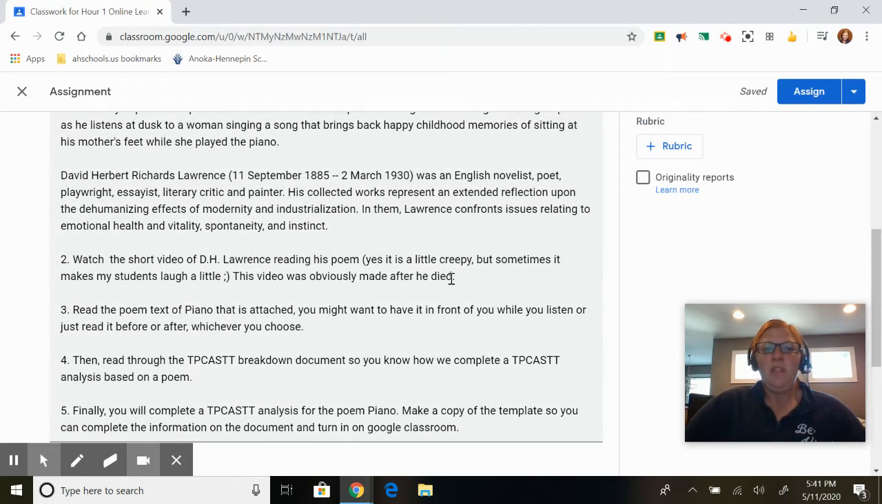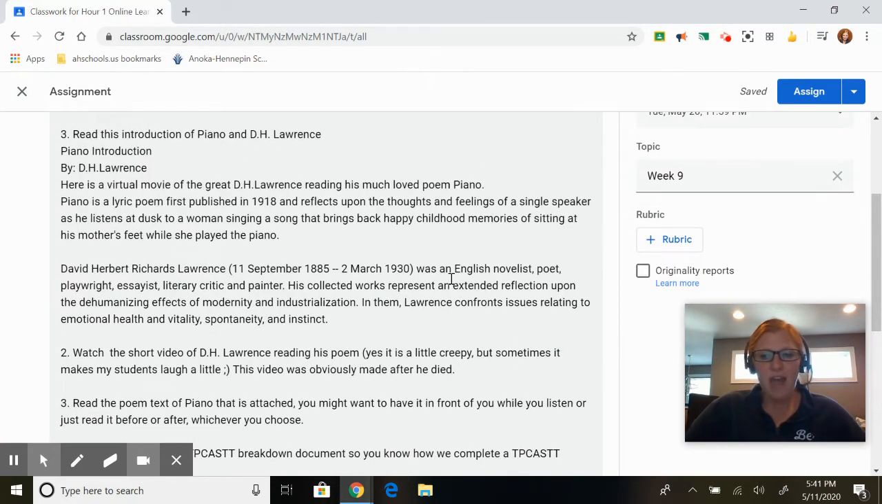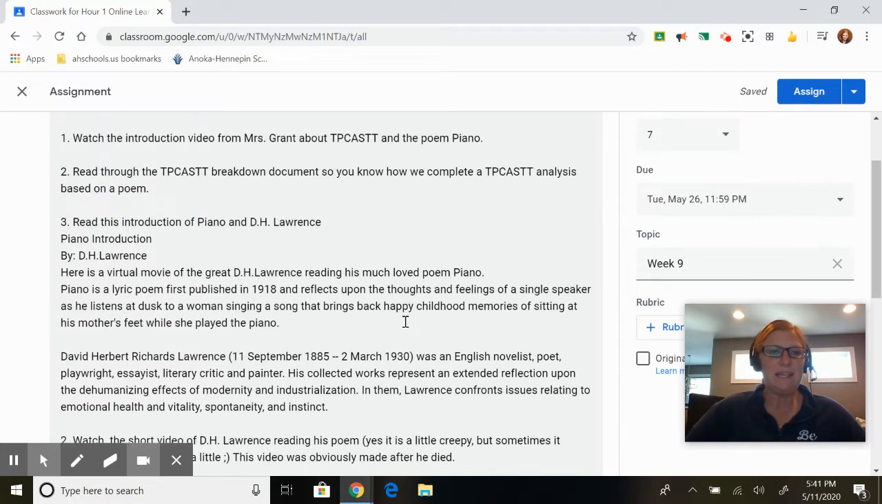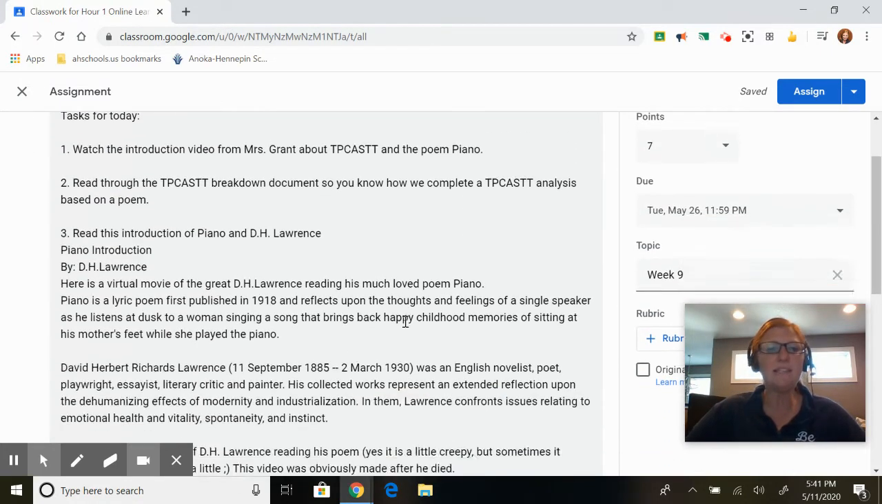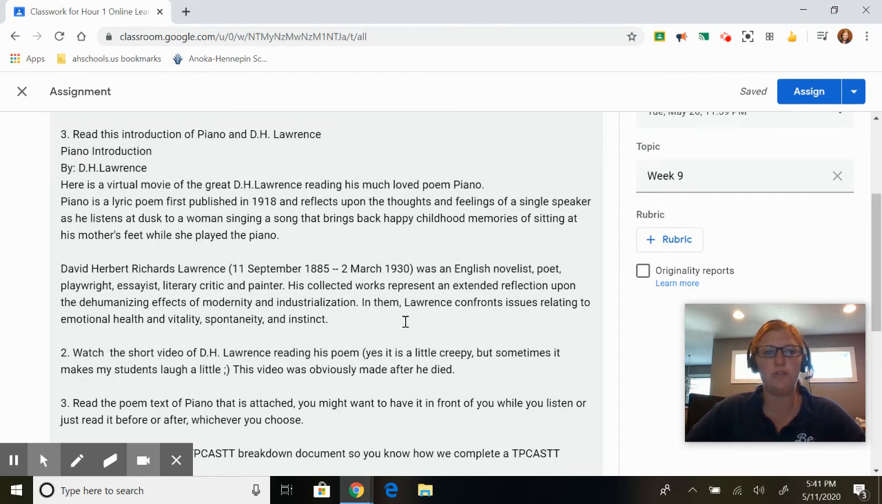So the first thing you're going to want to do is look at that and know what a TPCAST is. And then the next thing is there's a little introduction to our poem here. I'll briefly talk about that, but you want to look at some of that introduction before you actually read it. So we have D.H. Lawrence, and he wrote this poem.